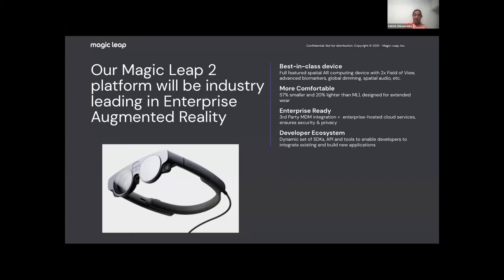It still has an attached computer pack through that cable that you can see, but we made the cable significantly lighter and smaller as well. It is, we'll say, a best in class device. The one thing that you have to see once you are able to get a demo or just get your hands on one of these devices is the doubling of the field of view. It's actually twice as large as MagicLeap 1, and therefore twice as large as our main competitor as well.